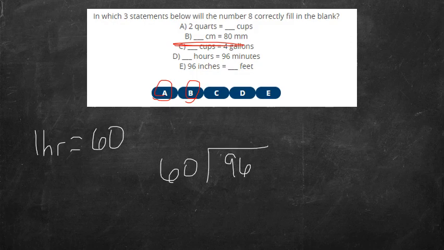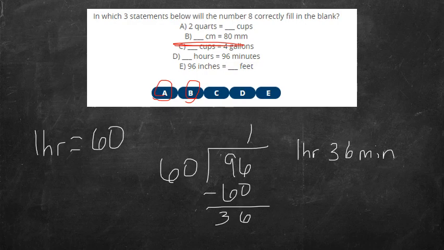in order to figure out how many hours it is, okay? So 60 is only going into 96 one time. And then I'm going to have some time left over. So 1 times 60 is 60. 6 minus 0 is 6. And 9 minus 6 is 3. So basically we have 1 hour and 36 minutes. So D will not equal 8. All right, now let's erase.